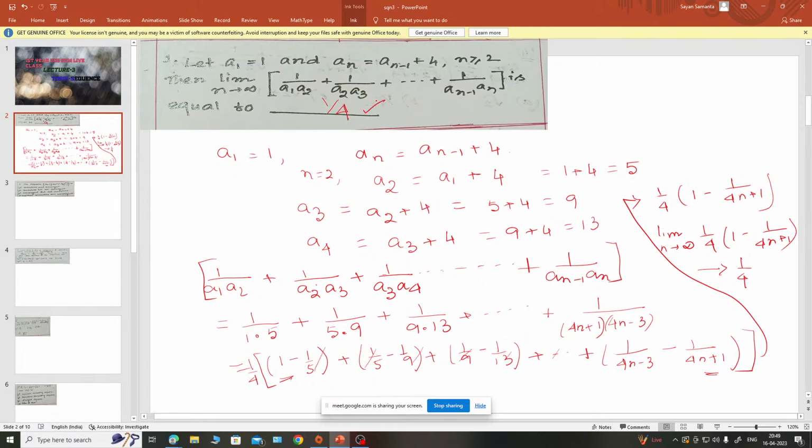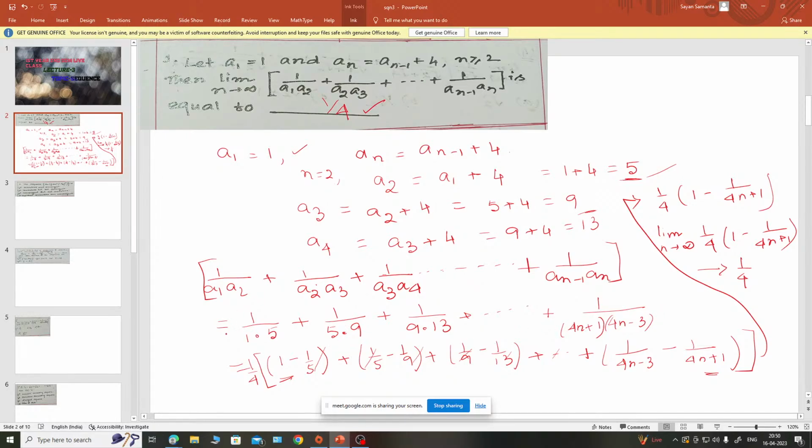Is it clear to everyone? Here first we are given a1 equals 1 and another sequence an equals a(n minus 1) plus 4. Putting n equals 2, 3, 4, we find a2 equals 5, a3 equals 9, a4 equals 13. Then we put in every value, that is a1, a2, a3, a4 and so on, so we get 1 by (1 into 5) plus 1 by (5 into 9), and so on.